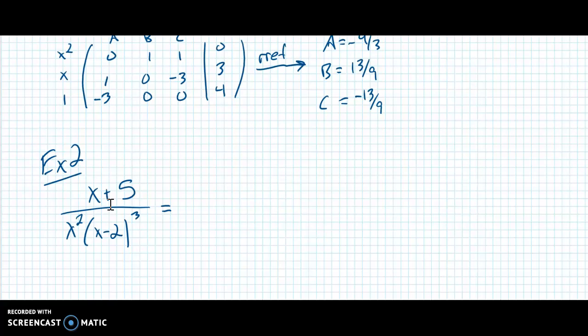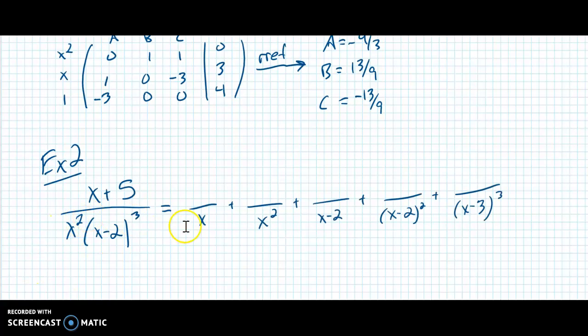Go ahead. Here comes the next line. This guy was repeated twice, so it gets an x and then an x squared. This guy, well, I get an x minus 2. And then I get the next one, x minus 2 squared. And I get the next one, x minus 2 cubed. So I would have an A, a B, a C, a D, and an E.